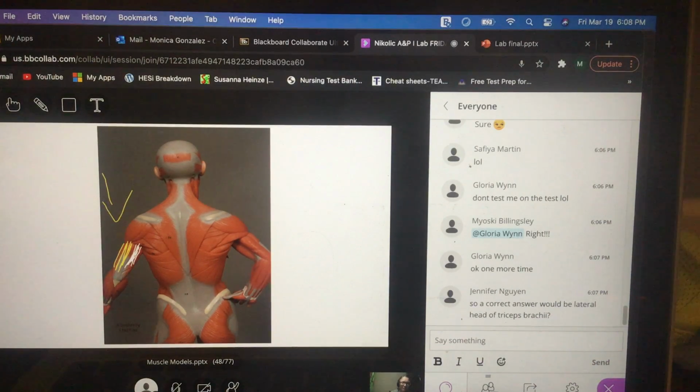Medial head of the triceps brachii. This is a very clearly straight-on posterior view. It's not turned at all, right? Obviously this one, I don't think they would put that, but they might.